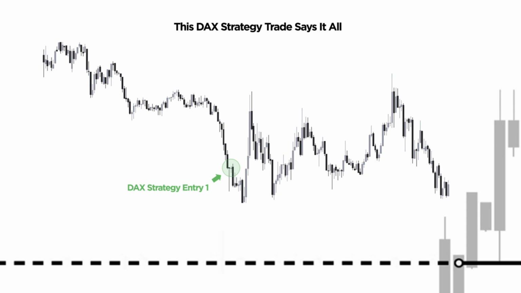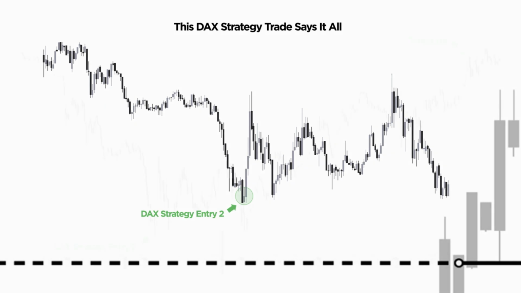So here we are on Tuesday's DAX chart, and using the DAX strategy, we were given 2 trades here. The first of which was here, triggered long with a stop below the low. We were then stopped out on this before being given our second entry here, again triggered long with a stop below the low, just following the usual set of strategy rules.